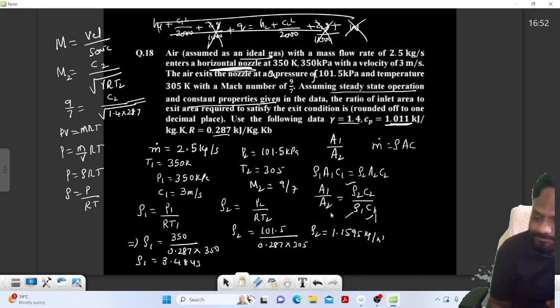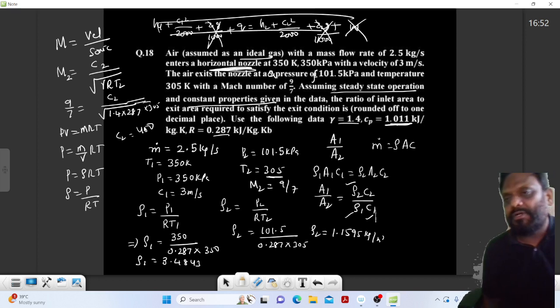And what is T2? 305. So from here I get the value of C2. That is 9/7 is equal to, look, 9/7 into 1. This 305. Where is the Mach number given? At exit. So you should take the exit temperature. So the exit Mach number is given, so from here C2 will come. C2 is 450. Very important, sir.